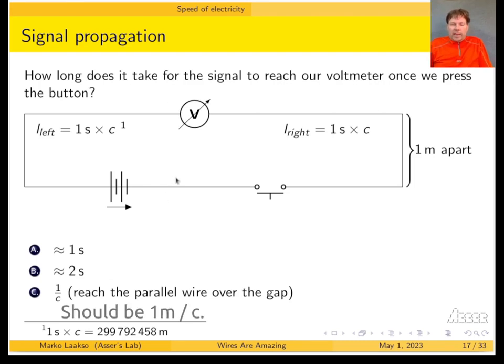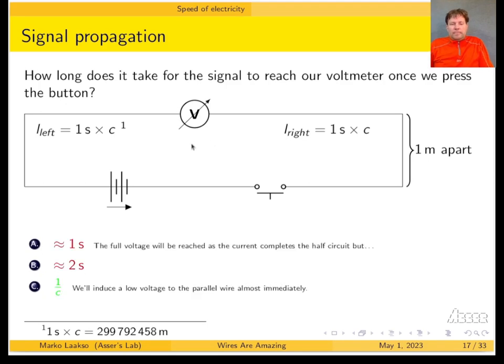Or then option C, it takes 1 divided by c, so basically immediate response, the time it takes for the signal to propagate this 1 meter or reach over this gap between the wires. In case A, the full voltage will be reached as the current completes the half circuit. So that's in a way correct.